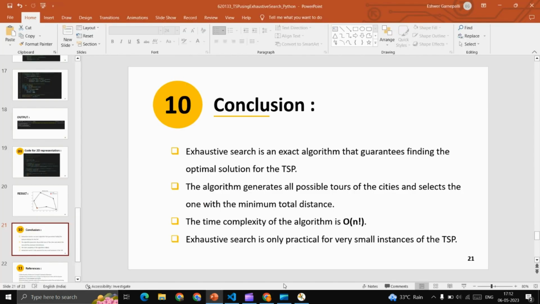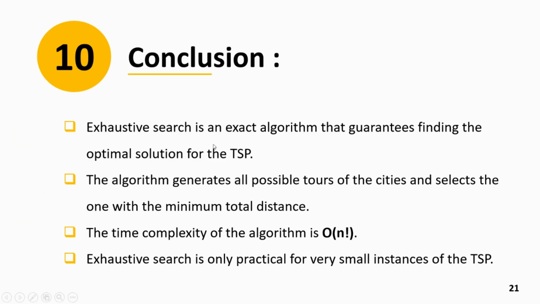Let us see the conclusion for this traveling salesman problem using exhaustive search. Exhaustive search guarantees finding the optimal solution for the traveling salesman problem, and the time complexity of the algorithm is O(n!), which is very, very large. Exhaustive search is only practical for very small instances of the traveling salesman problem.